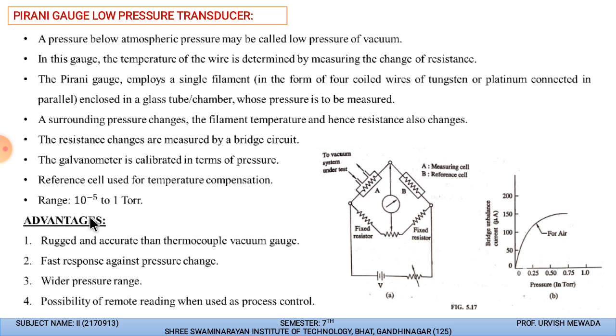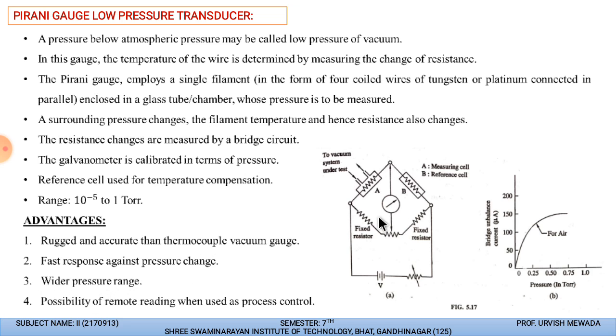Let us discuss the advantages of this Pirani gauge. It is rugged and more accurate than the thermocouple vacuum gauge. This is one of the biggest advantages of the Pirani gauge. It also has a fast response compared to the pressure gauge. Whenever the unknown pressure is applied to this closed tube, the temperature will change, so the resistance will change, and according to the change in resistance, this bridge will show the output. Also, it has a wider pressure range.